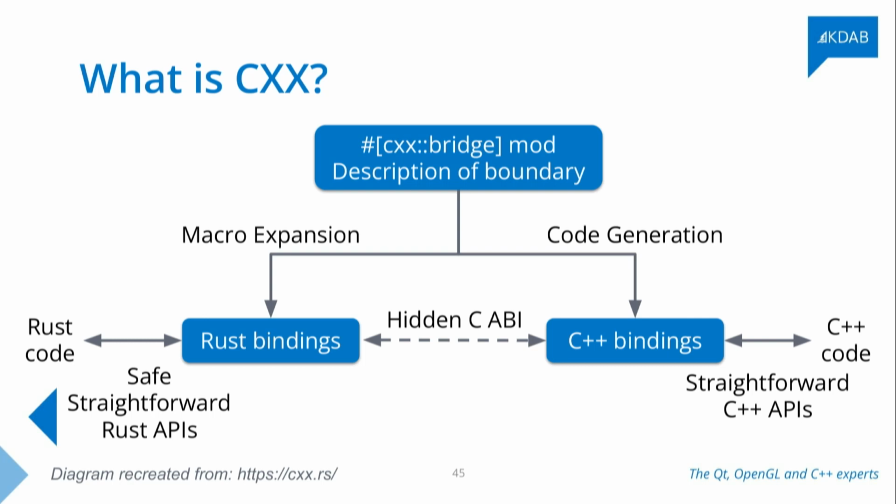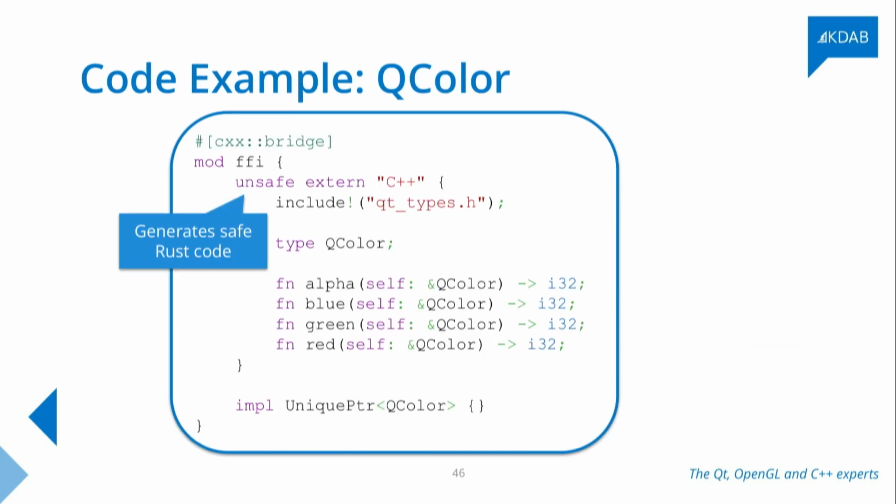And in the middle, it uses a hidden C ABI. So what would it look like if we just try to wrap parts of QColor in this? So we define this bridge here. We include where the type's coming from. Then we declare the type.